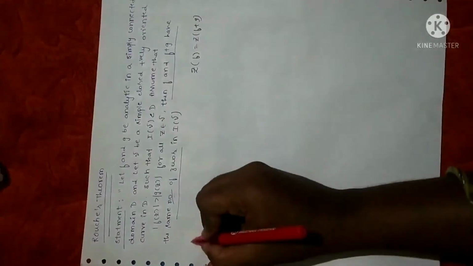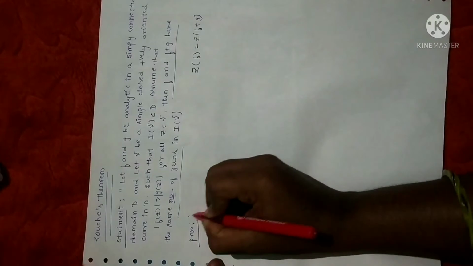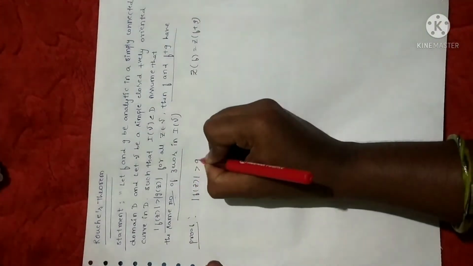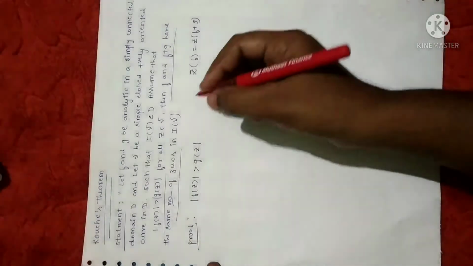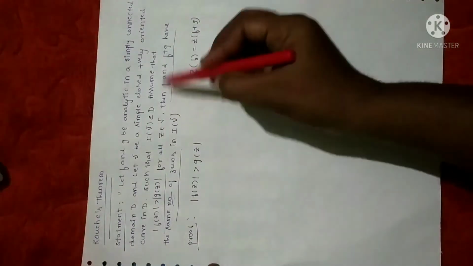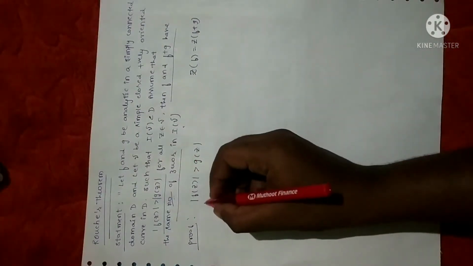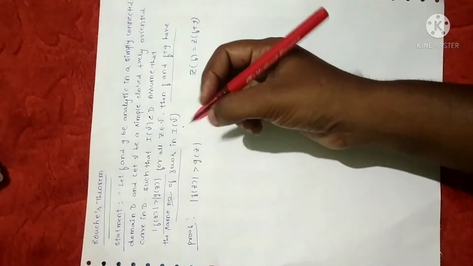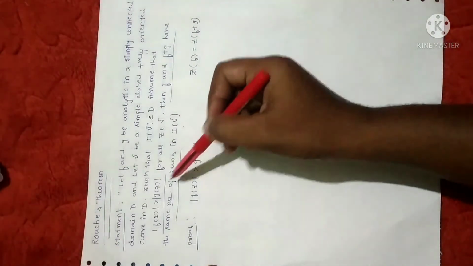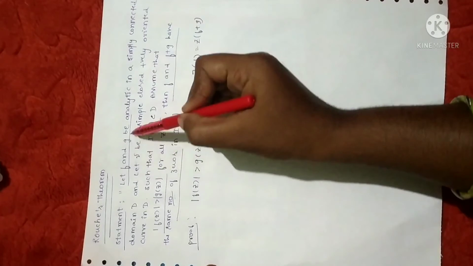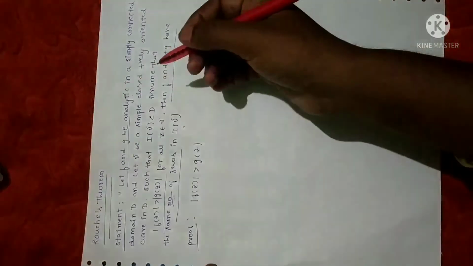Fine. Now coming to the proof of this statement, see what is the given condition in the theorem. It is the modulus of f of z is greater than the modulus of g of z, right? And f and f plus g, we have to prove they have the same number of zeros. Remember, f and f plus g are analytic in D, as the condition is given in the problem itself, in the theorem statement itself. See here, f and g are analytic. It is given in the theorem itself.